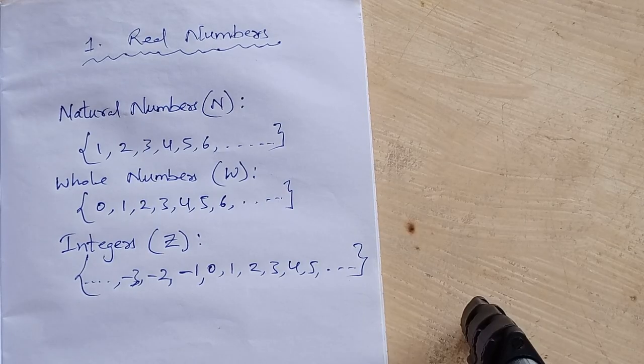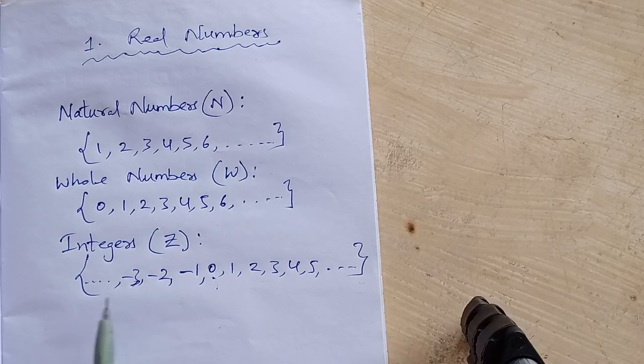Therefore these are called integers. That means what are integers? In integers we have natural numbers, and if you start from 0, they are whole numbers. But what is extra in this? Which numbers are extra? The negative numbers.